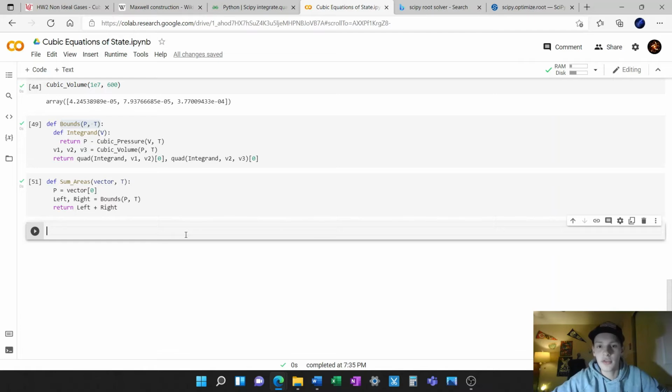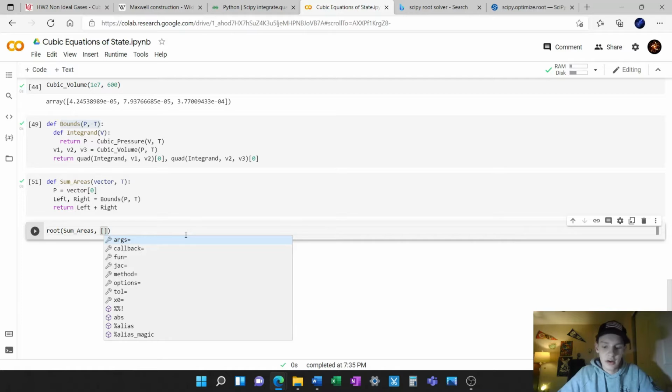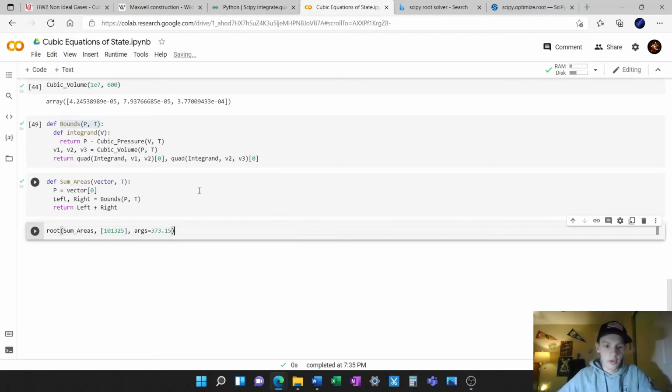Before moving on, let's put our function to the test by using the root solver. And we'll use it with something we know. So our function is going to be sum areas function, right? Then we have our vector. So we could just put some guess of pressure in there. We'll do atmospheric pressure in pascals. And then args is just our temperature. So we know that the boiling point, or the normal boiling point, is going to be 373.15 Kelvin.